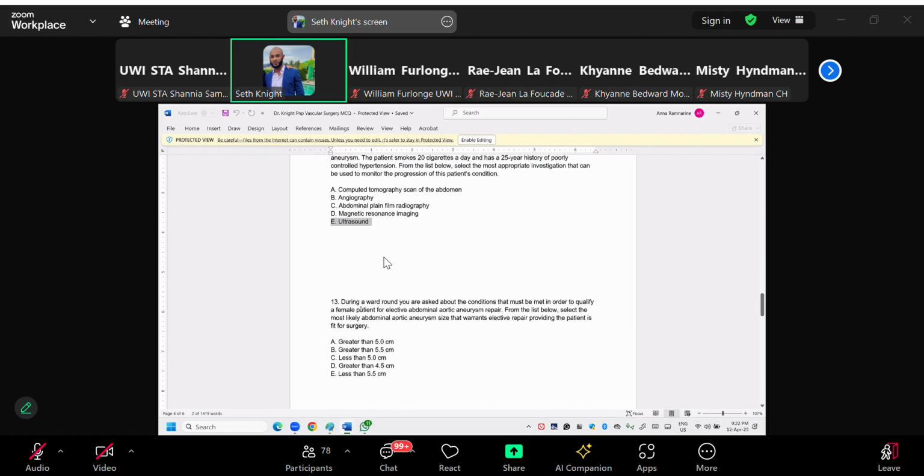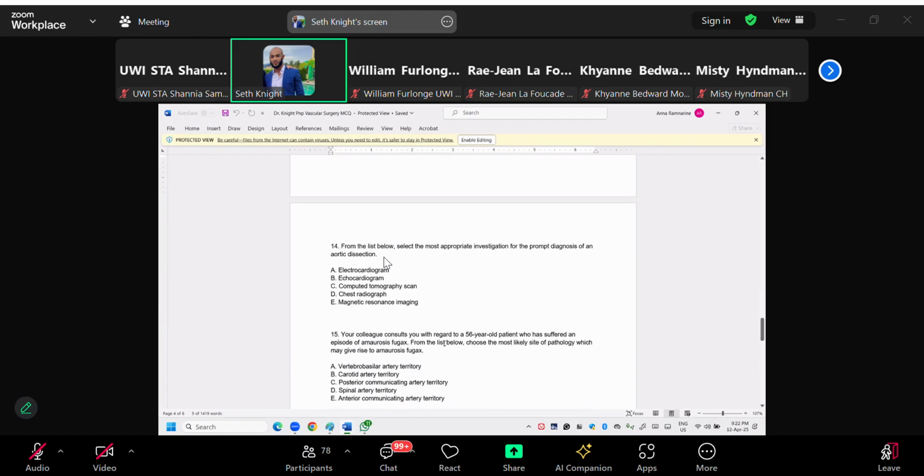Fantastic. So this is a female patient, elective abdominal aortic aneurysm repair. If it's more than 5 centimeters in women, so A is the answer. If it's more than 5.5 centimeters in men. The other criteria for elective repair would be if it's growing at more than 1 centimeter per year or if the patient is symptomatic as a result of the aneurysm.